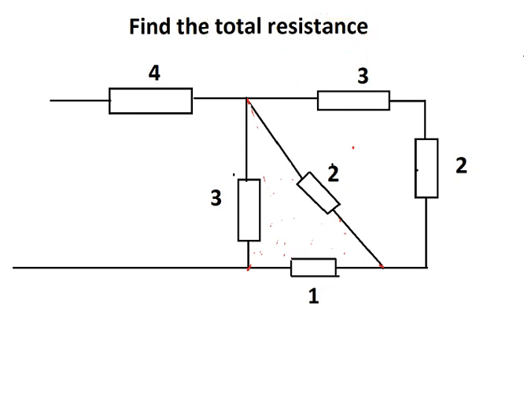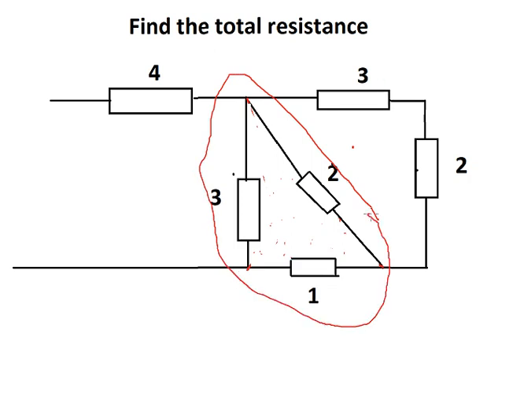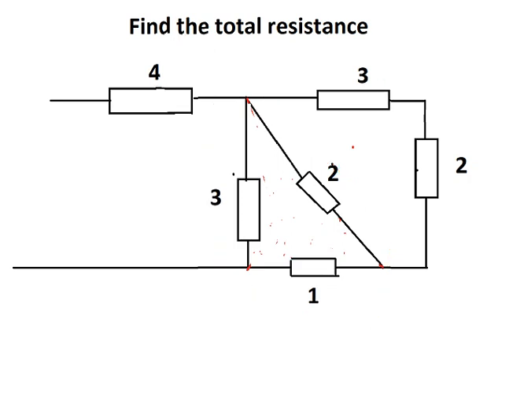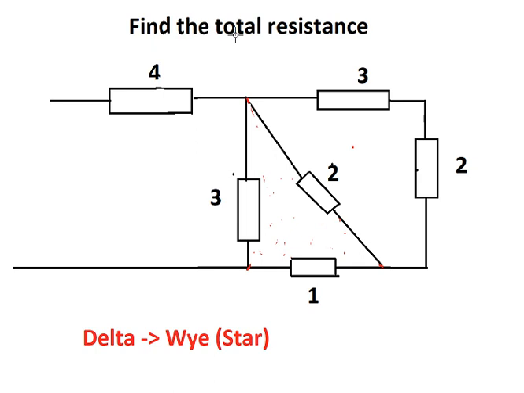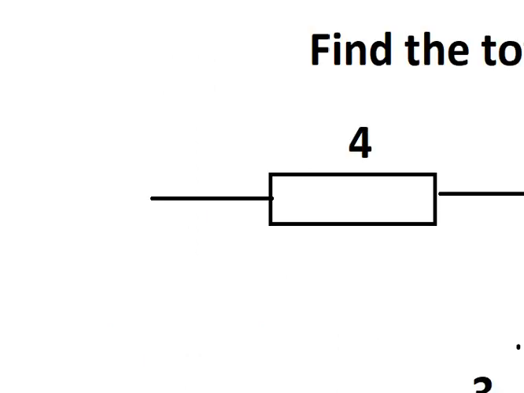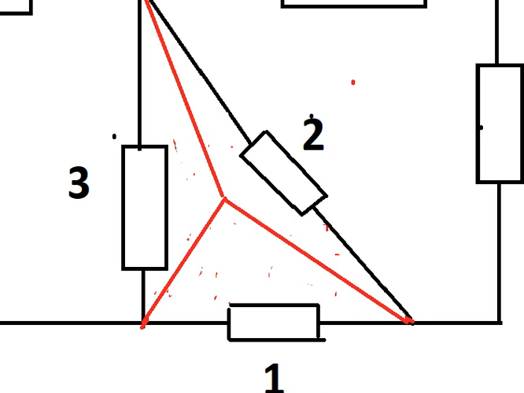So now I want to show you how to answer this one. If we look carefully, this is a delta. Now we need to transform the delta into a star. So the star should be like this. So we need to put the resistances in here, and here.